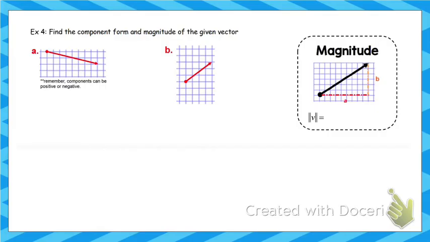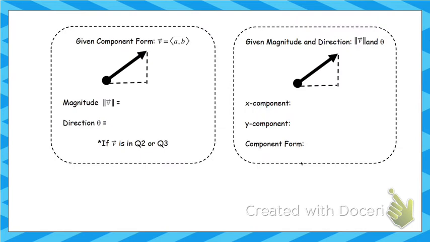All right, so now let's talk about how to go back and forth between our given information. Typically, you're either going to be given component form or you'll be given magnitude and direction. And we want to know how to go back and forth between these two things. So if I'm given component form, that means I'm given a and b. Well, magnitude, that's what we just found. We would use the Pythagorean theorem. a squared plus b squared is c squared. So my c here, that's my magnitude, would be the square root of a squared plus b squared.